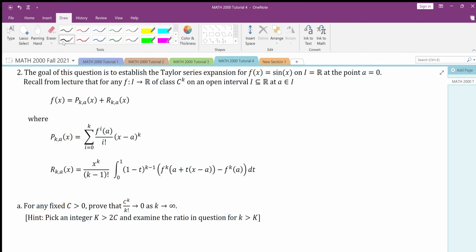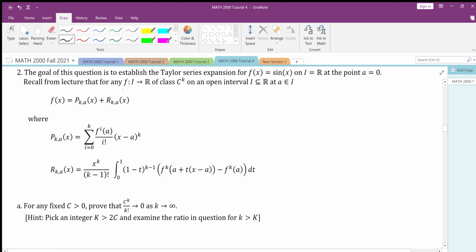Question 2. So the goal of question 2 is to establish the Taylor series expansion for the function sine of x. And the interval here is the entire real line. And we're going to center it around the point a equals 0.